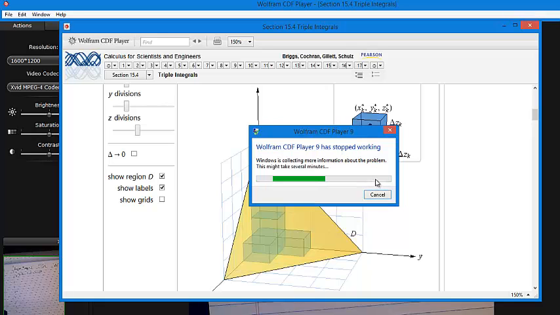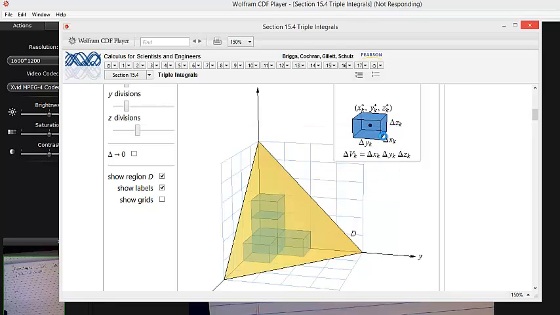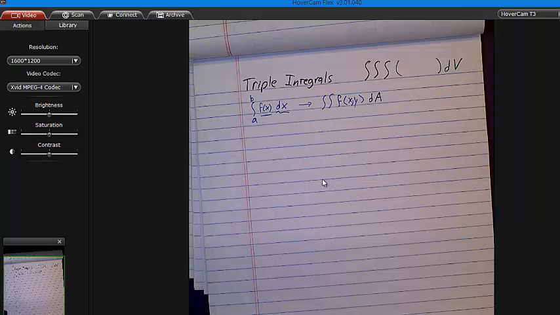No, don't do that to me. You got to be kidding. Close the program. It looks so good, though. Oh. Well, you saw it. Okay, I'm going to move on. Okay, in the limit, the volume underneath is what we're talking about. I will have to launch that again shortly.